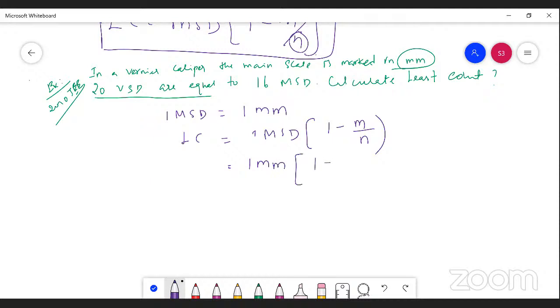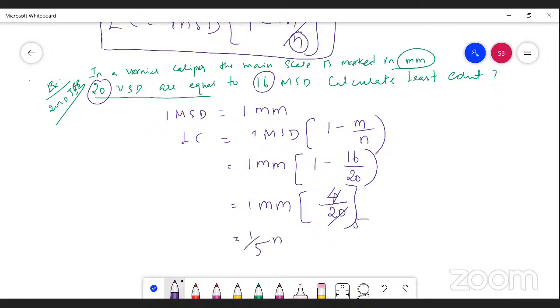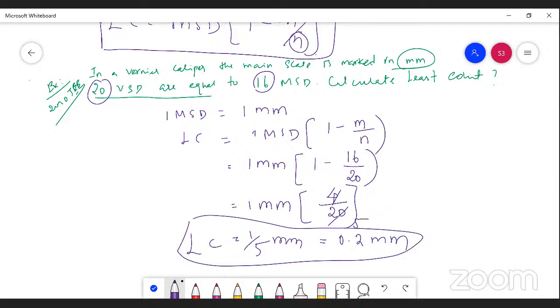So 1 minus, what is m? m is the number of main scale divisions, 16 divisions. So 16 divided by n, where n is 20. So the least count is 1 millimeter into (20 minus 16) divided by 20, which is 4 divided by 20, which is 1 divided by 5. So this is equal to 1 divided by 5 millimeter, which is 0.2 millimeter. This is the least count of the vernier caliper.